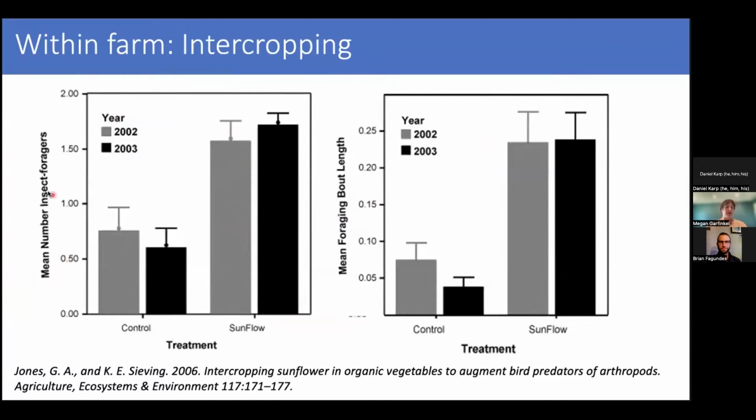basically they found more insect foraging birds were making use of these intercropped sunflower fields than birds in the control fields without the sunflowers. And similarly, they also found that the amount of time that these insectivorous birds spent foraging in the sunflower intercropped fields was higher than in the fields without those intercropped sunflowers. So on these farms, likely adding the intercropped sunflower to the vegetable crops was an effective way, probably, of increasing pest control services.